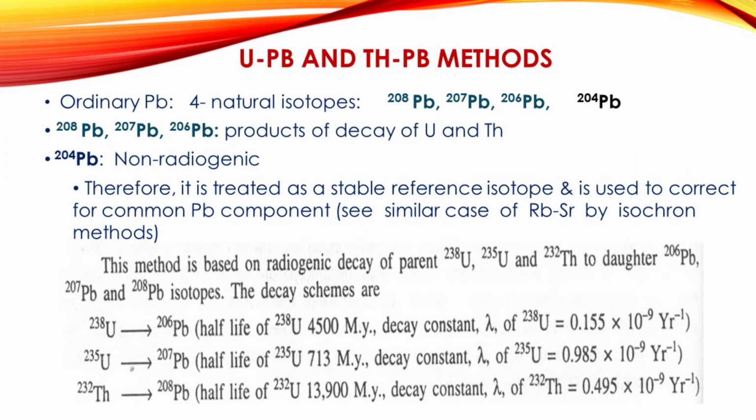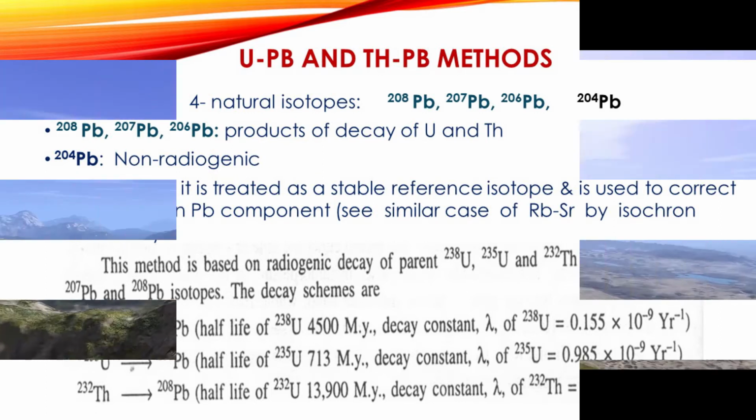Now, we will talk about another method, which is the uranium-lead and thorium-lead method. We all are aware that ordinary lead has 4 naturally occurring isotopes: lead-208, lead-207, lead-206 and lead-204. The first 3 are the products of decay of uranium and thorium, while lead-204 is not radiogenic and this isotope is entirely non-radiogenic.